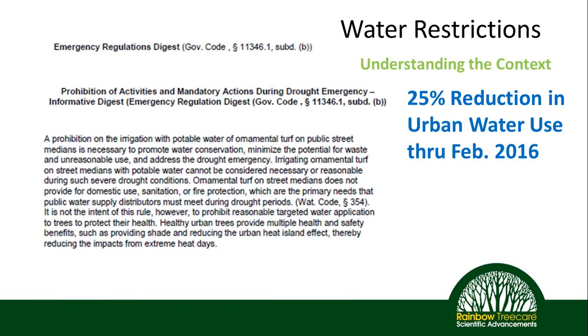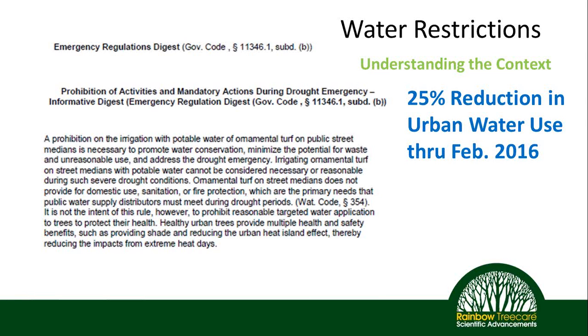So, based on the exceptional drought conditions and the current status of using potable water, there is a 25% reduction in urban water use through February 26th. And this comes directly from the Governor of California's office. Now, if you want some exciting reading material, I highly encourage you to go read through the government code and delve into what this means for you.